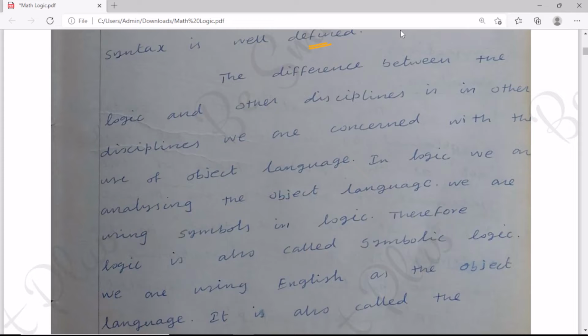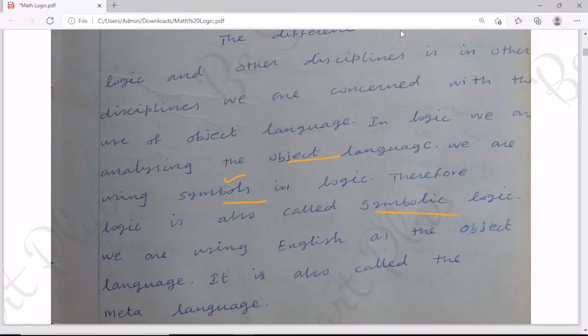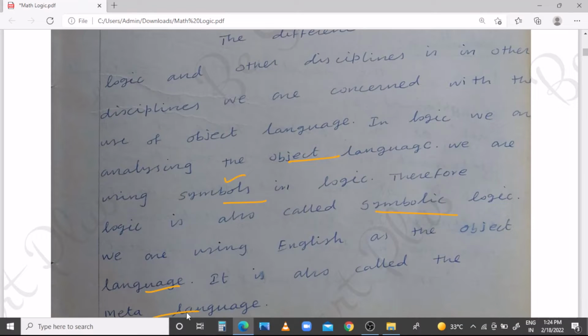The difference between logic and other disciplines is that in other disciplines, we are concerned with the use of object language. In logic, we are analyzing the object language. That is, we are using symbols in logic. It's a very important thing you should know. Therefore, logic is also called symbolic logic. We are using English as a meta language.